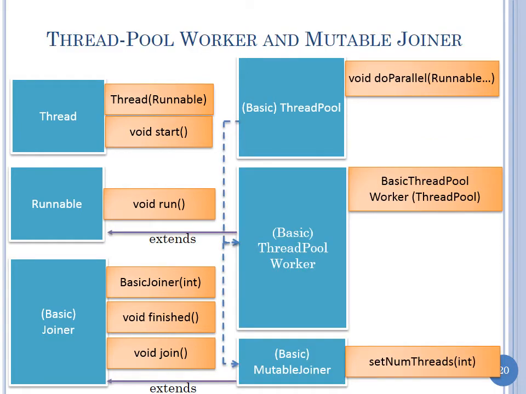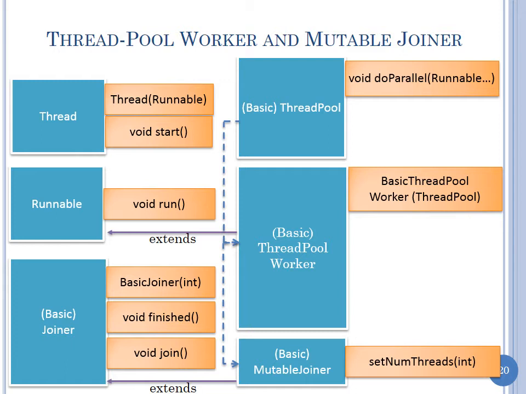So let's have this fleshing out here. I have a thread pool worker, which is a runnable. That's what these purple lines mean. The dashed lines mean has a. We have a mutable joiner that is a joiner. It adds an additional method, and that method is set num threads. So we can set the number of threads dynamically. We don't have to rely on the constructor. And we have a thread pool that has references to a bunch of thread pool workers and a bunch of mutable joiners. So far so good.